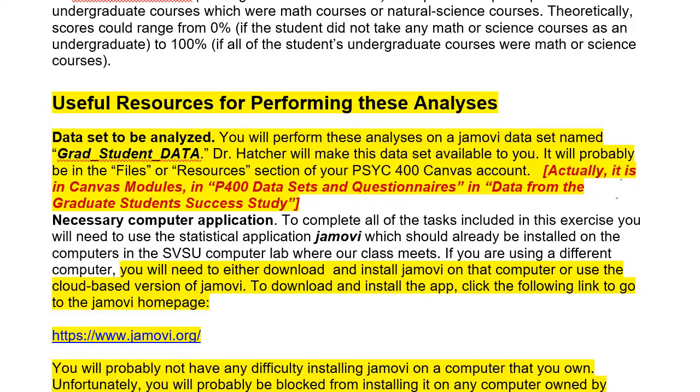You go to Canvas modules, you go to the one called P400 datasets and questionnaires, and you'll go to the section called Data from the Graduate Student Success Study. This is where you've gotten data sets that you've analyzed previously this semester. You go to the same location to get this Graduate Student Success Study data set.